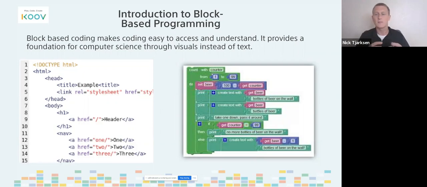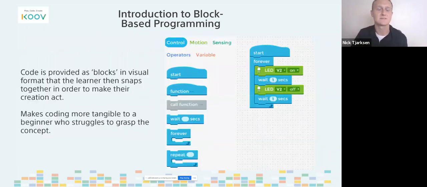So you don't necessarily have to worry about proofreading individual text items. It really simplifies it so that students can focus more on concepts. So again, code is provided in blocks in visual format that the learner then can snap together to make their creation act. So instead of actually writing it out line after line after line, it's these blocks that you're snapping together. And you can see this on my image here. So it makes coding much more tangible to a beginner who maybe struggles to grasp that concept of what coding is. So it makes it a much more tangible and approachable experience.